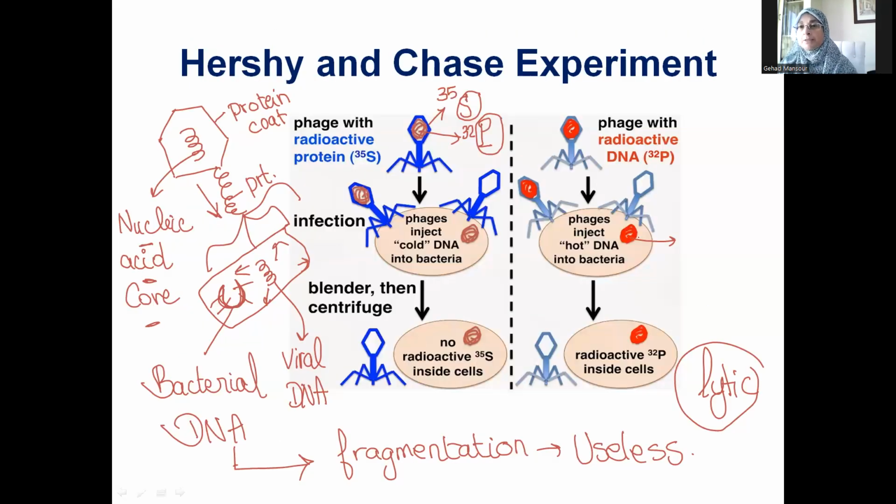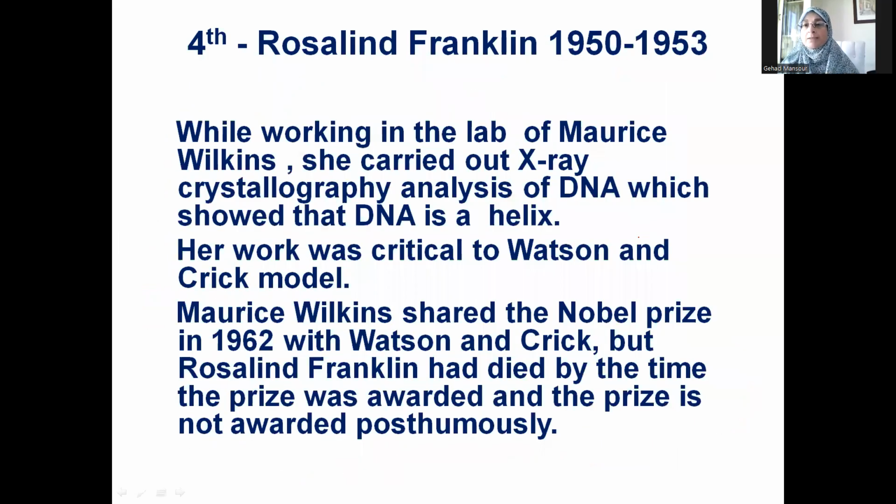Actually, the Hershey and Chase experiment was the crucial experiment, and the final one, to determine that DNA is the genetic material. And then we had efforts of scientists like Rosalind, for example. She was a geneticist, and she worked in the lab of Maurice Wilkins, and she was working with X-rays, and maybe that's why she died early, most probably because of a cancer.